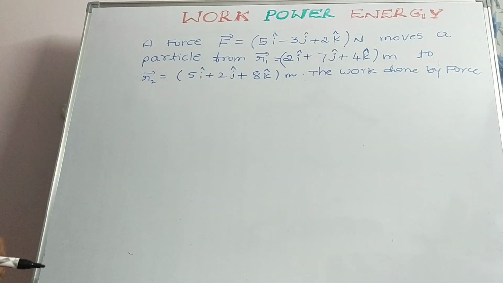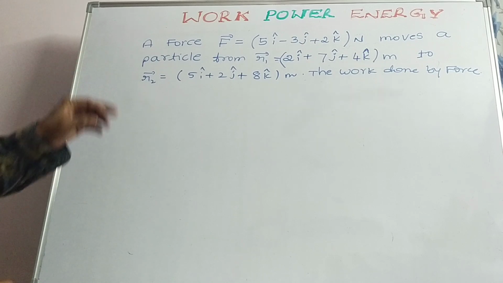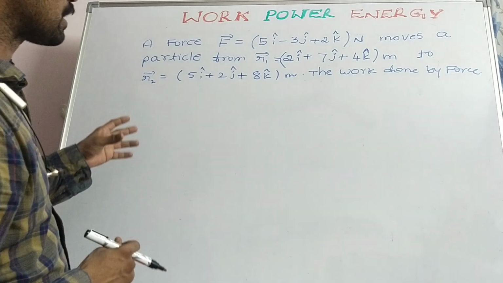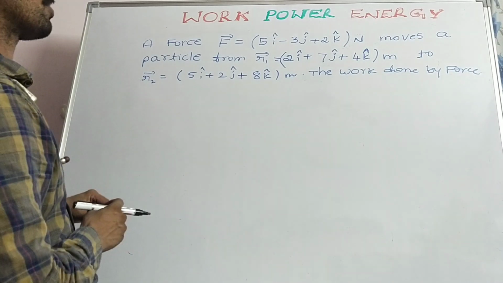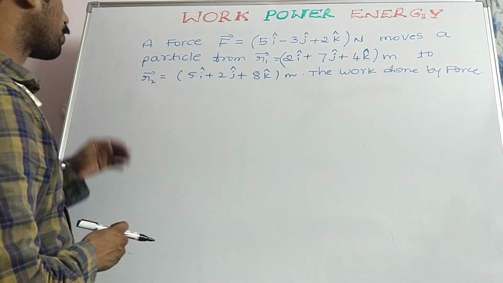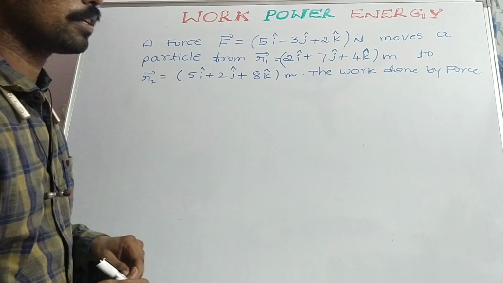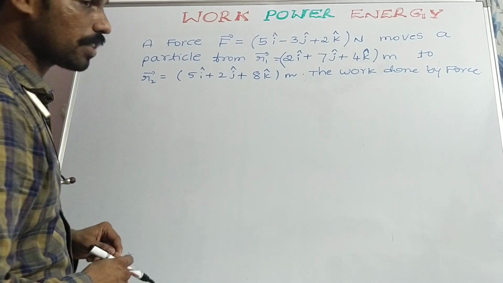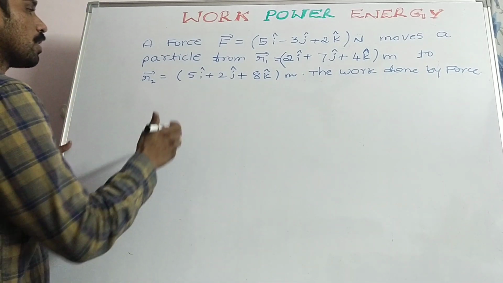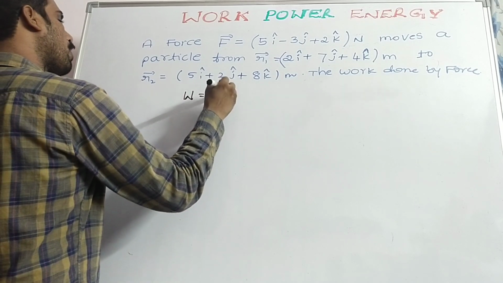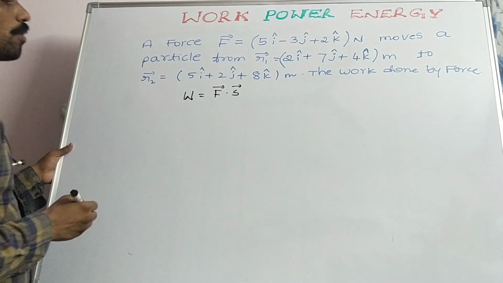A force F bar is equal to 5i cap minus 3j cap plus 2k cap Newton moves a particle from R1 bar is equal to 2i plus 7j plus 4k meter to R2 bar is equal to 5i cap plus 2j cap plus 8k meter. Then the work done by the force is. Now we know work done W is equal to F bar dot S bar.